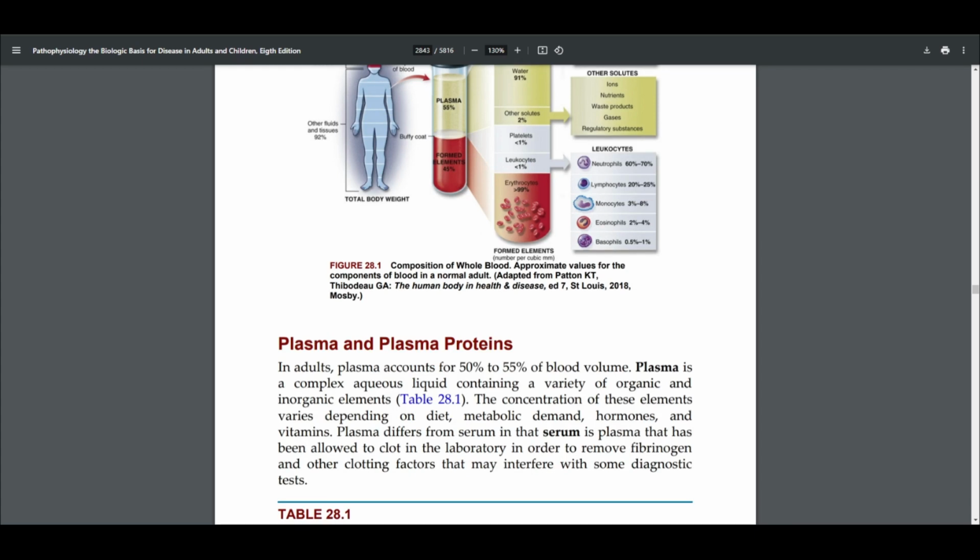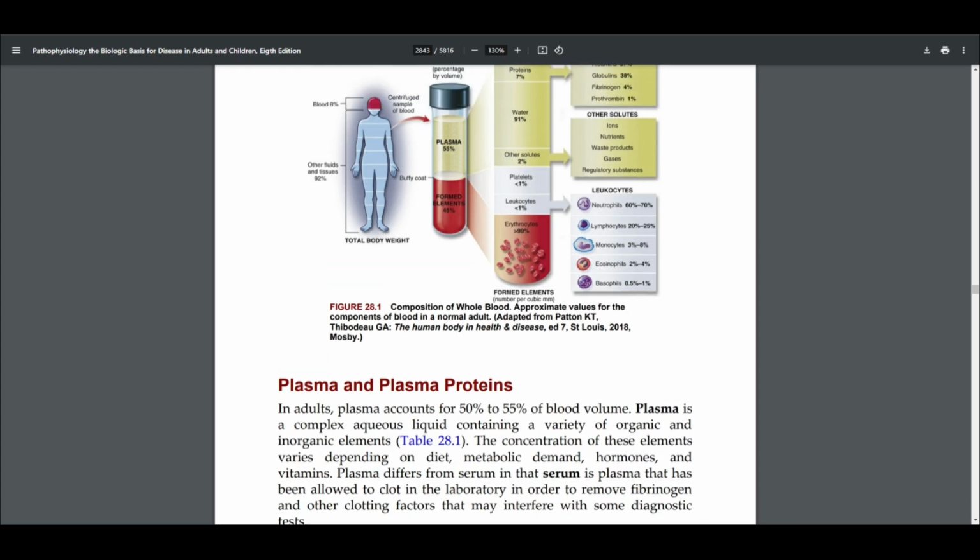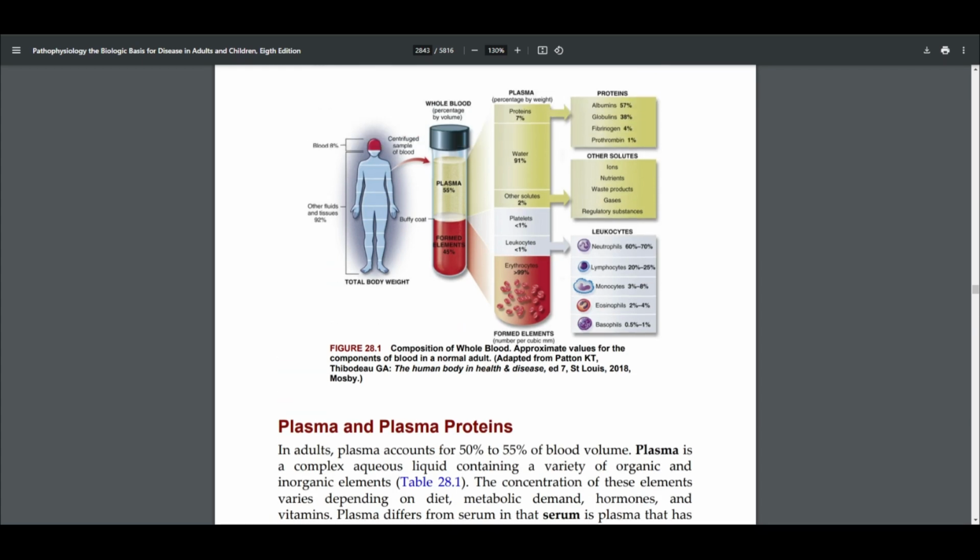So, talking about plasma and plasma proteins. And actually, before we jump into that, here is the composition of whole blood. It's a good spot to hit pause if you need to review what portion is in proteins versus water, other solutes, and so on.